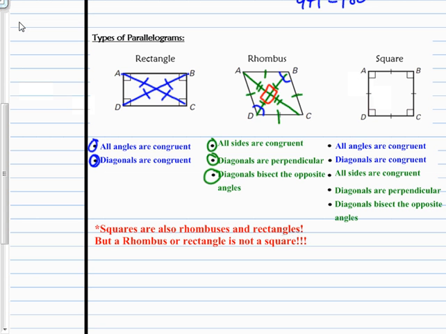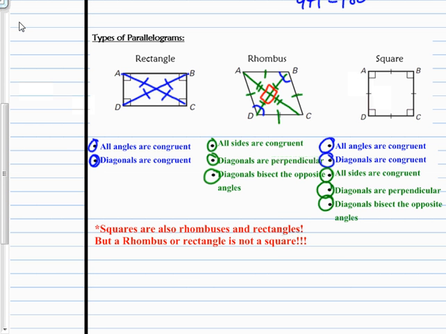A square is special because it's a rectangle and a rhombus combined. So it gets all of the properties. As you can see, and they're color-coded for you, a square, all of their angles are congruent because they all add up to 90. The diagonals are also congruent because it is a type of rectangle. So since rectangles have congruent diagonals, so do squares. So then it also has the 3 rhombus properties, that all of the sides are congruent, the diagonals are perpendicular, and the diagonals bisect the opposite angles. So squares have 5 properties.